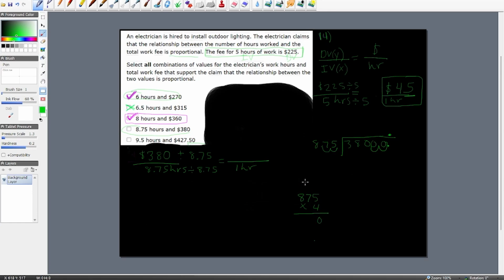4 times 5 is 20. 4 times 7 is 28, plus 2 is 30. 4 times 8 is 32, plus 3 is 35. And yes, that's going to get us close. I'm putting the 4 over this 0 because this is the number in which we saw how many times 875 went into it. Okay, we already established it doesn't go into 380. We were saying how many times it went into 3,800. So this is that number right here. So the 4 is directly over this 0.